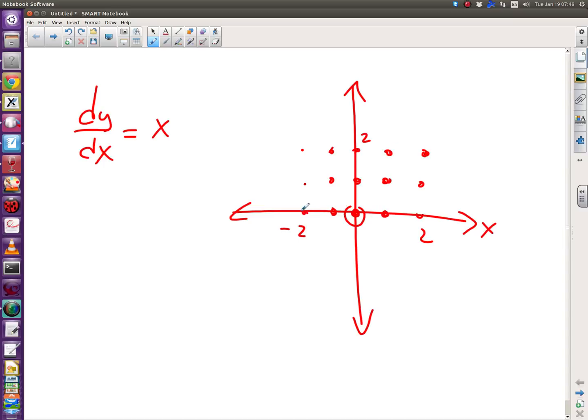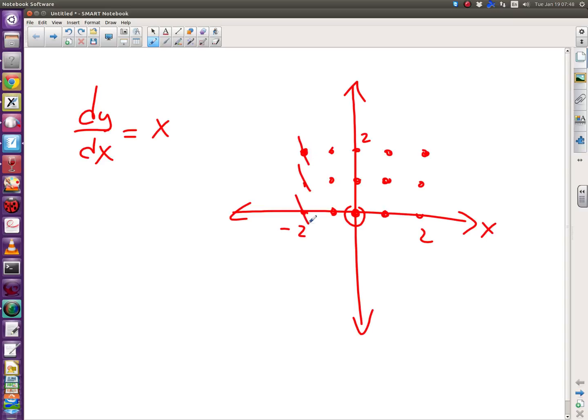So, what if I plugged in this point right here? What's this point right here? -2, -2. All right, so dy/dx is -2 because x was -2, yes? Notice the slope field here only depends on what the x value is. Aren't the x values here all -2 on this vertical line? So a slope of -2 would be pretty steep negative, say?